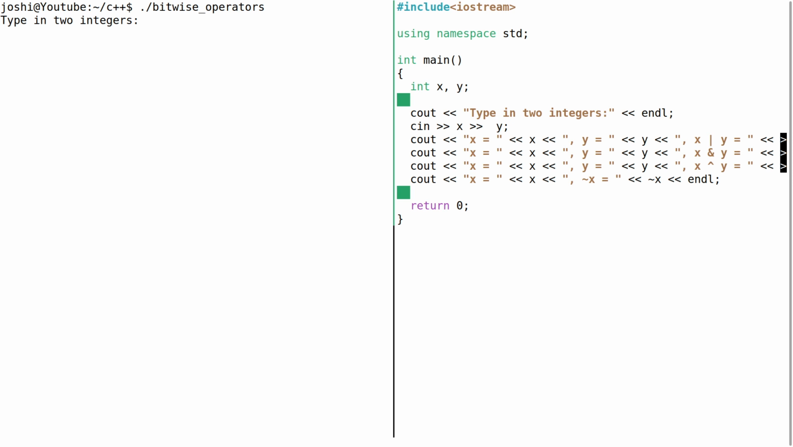Now it is asking me to type in two integers. If you see, I have declared two integer variables. As I told you, bitwise operators are applicable to only integers. So here, two integers are expected. We would supply two integers. For example, 5 is 10.